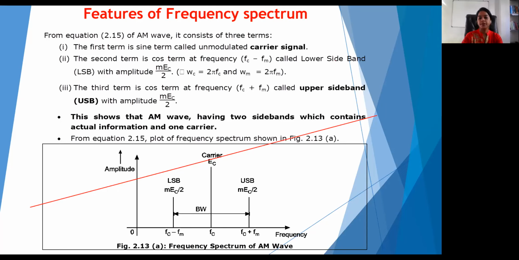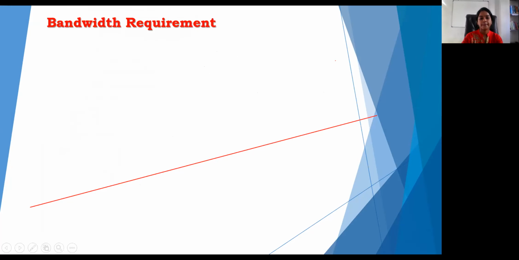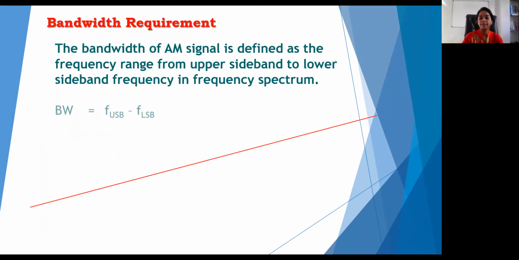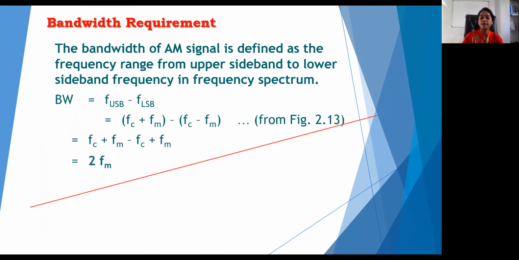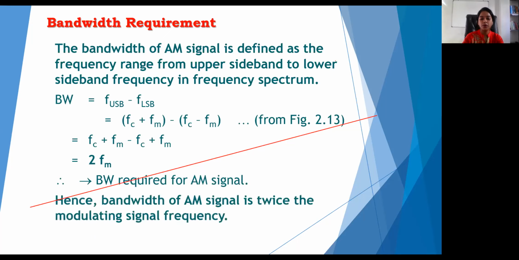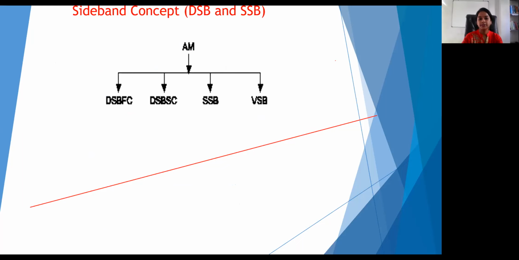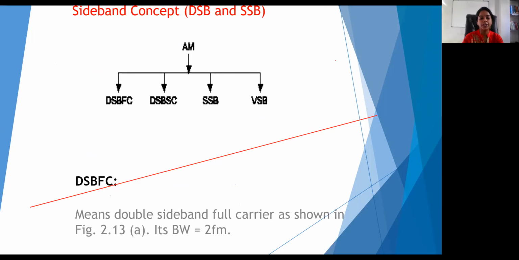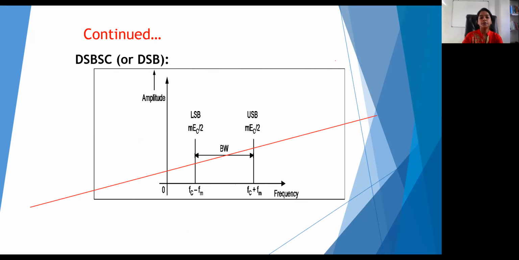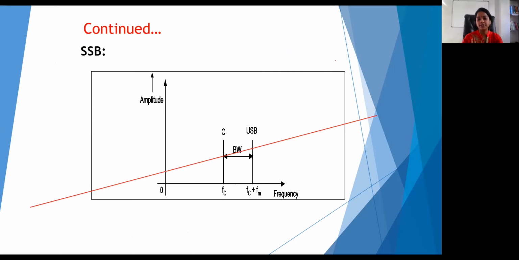Then what next we had? Then we have calculated the bandwidth. You just remember the formula for bandwidth. It is nothing but twice of fm. From here you have to calculate the bandwidth. This is the sideband representation for AM modulated signal. Here we also have the double sideband concept. The double sideband has both lower sideband and upper sideband, and frequencies for them. And this is for single sideband.